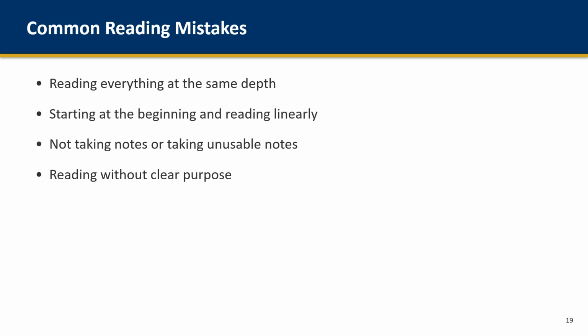Reading without clear purpose leads to aimless wandering through papers without extracting what you need. Know what you're looking for before you start. Purpose focuses reading and increases efficiency. These mistakes are common among early graduate students who approach academic reading like undergraduate textbook reading. Unlearning these habits accelerates your reading productivity.